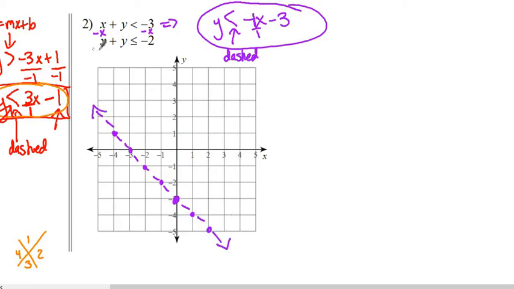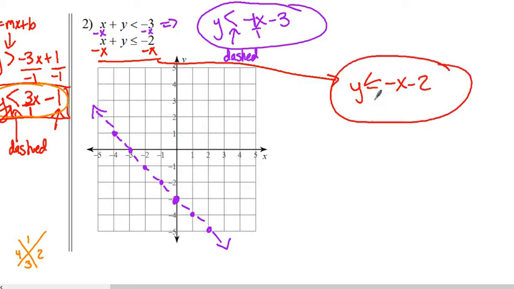Second line, let's also put that in slope-intercept form. Come over here. We'll get y is less than or equal to negative x minus 2. Think to yourself for a second. Ask yourself, should that be solid or dotted? And in fact, it should be solid because y is less than or equal to.